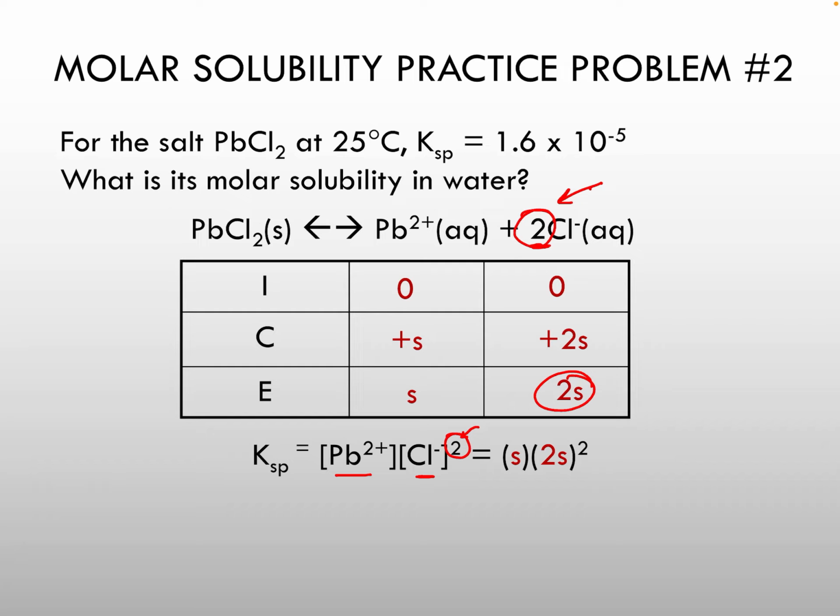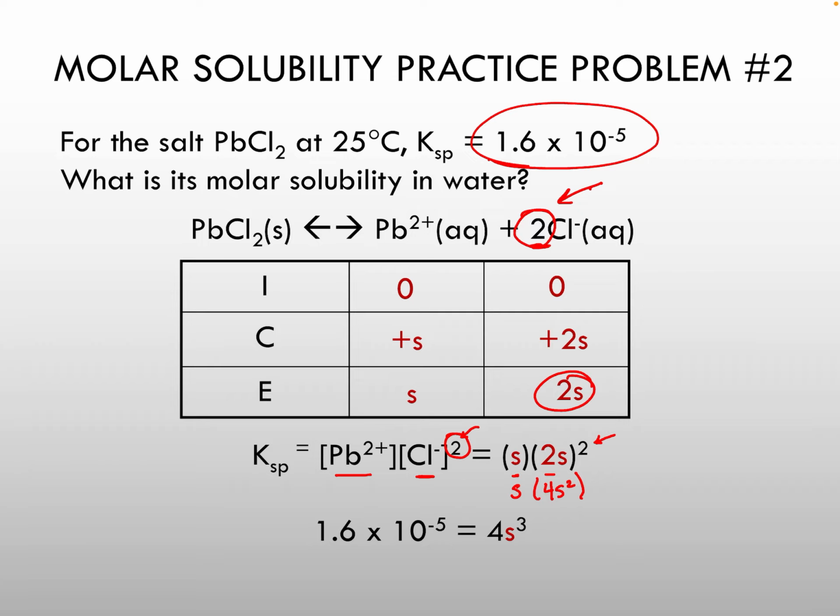And so what ends up happening is you get your S for the lead, but then you get 2S squared. So again, you'll see that it's showing up twice, right? The 2 is showing up in front of that S as well as squaring the concentration. So when we work all this out, we get our KSP value from up here is equal to 4S cubed, right? Because this will be S times 4S squared. So we're getting 4S cubed.